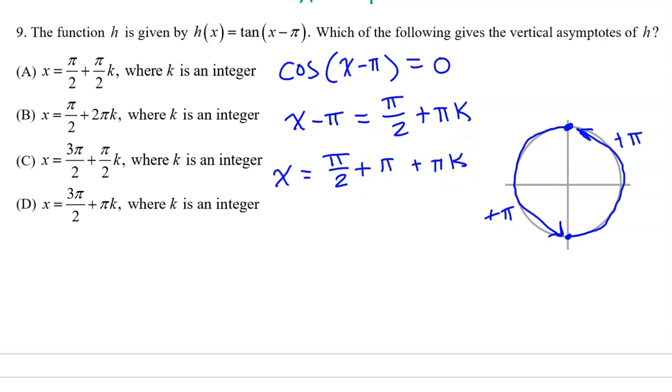Let's get like denominators right here by writing pi as 2 pi over 2. That will give us x is equal to 3 pi over 2 plus pi k. Let's look for this among the answer choices. Let's see, there it is, 3 pi over 2 plus pi k. So the answer is D.